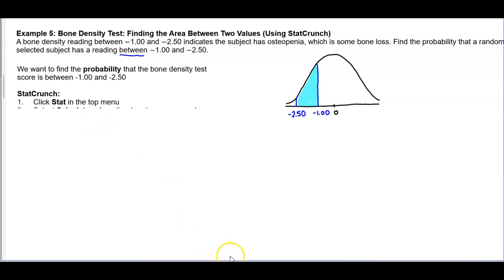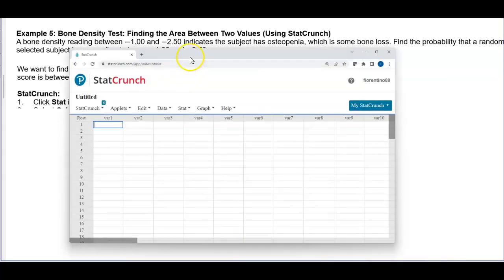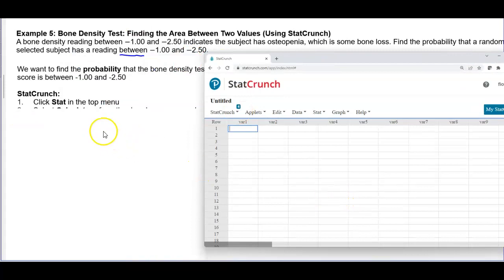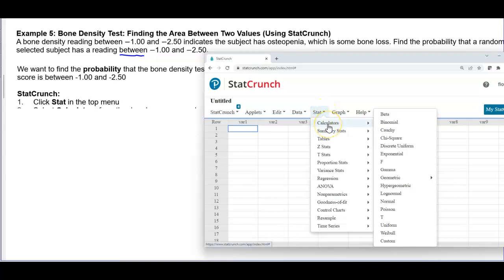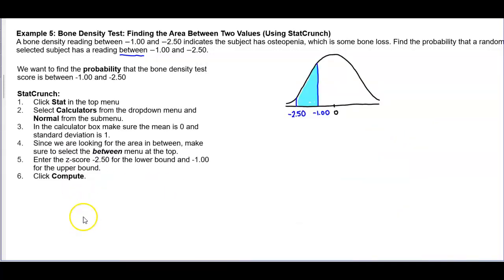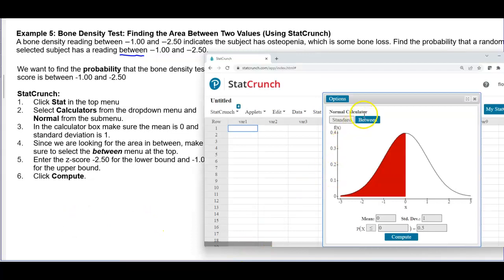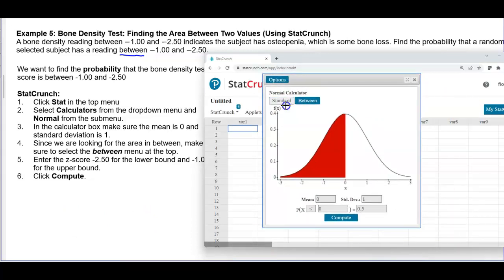So the first thing we're going to do is open up StatCrunch. We want to first click Stat in the top menu, and then go to Calculators. Since we're dealing with a normal distribution, we want to scroll down to where it says normal. Now let's take a look at what we need to find here. We have the standard part and then we have between. Since we're finding the probability that's in between those two values, we select between, and then you can see that the mean is 0 and the standard deviation is 1.